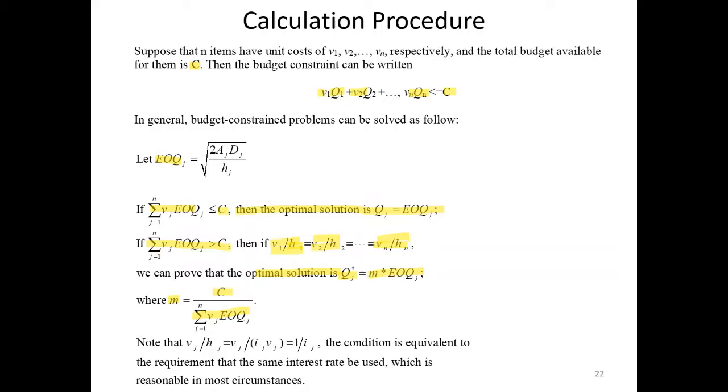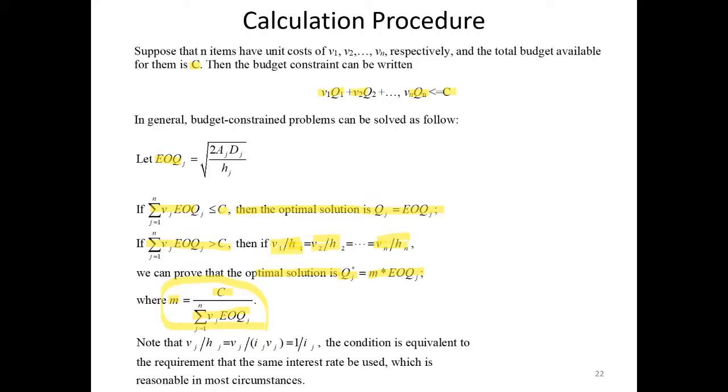Now, this may not be the case. If this is not the case, then it's good enough to use this approximation to calculate the values of the order quantities for the N items that we have in inventory. This will not give us the optimal value under that condition, but at least it will give us a good enough solution to the problem.